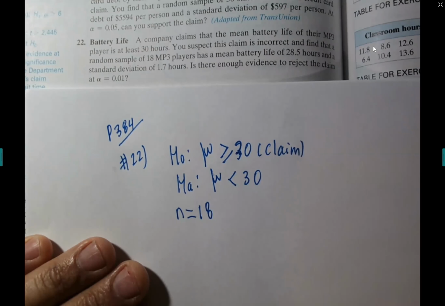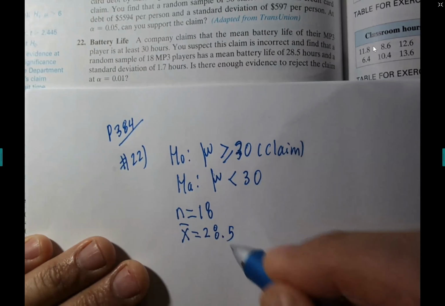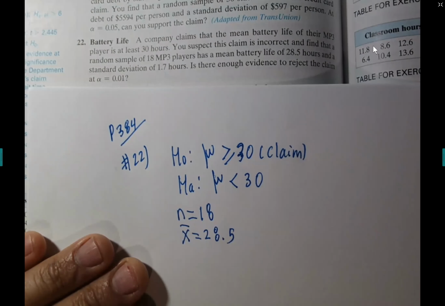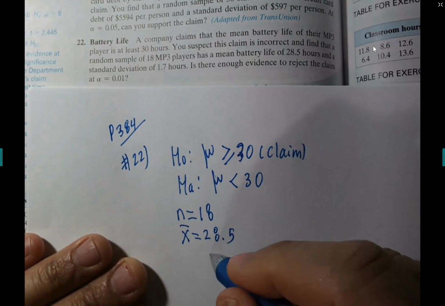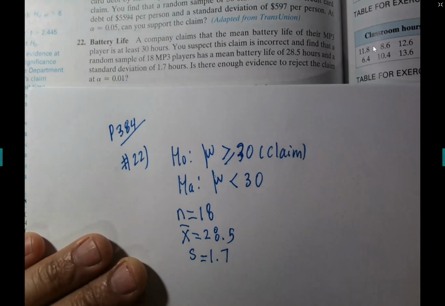They have a mean battery life of 28.5. X bar is 28.5. I'll move the book on the side, guys, once I get the sample data from there. And a standard deviation of 1.7. He didn't say population standard deviation. He says the standard deviation from the sample. So what sample do I use for the standard deviation here, guys? S. Exactly. That's the key, guys.